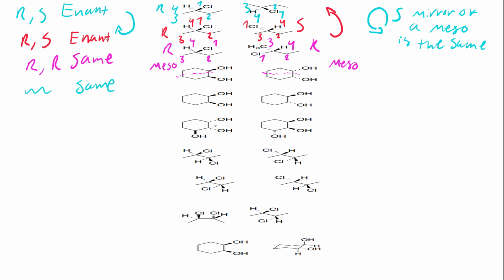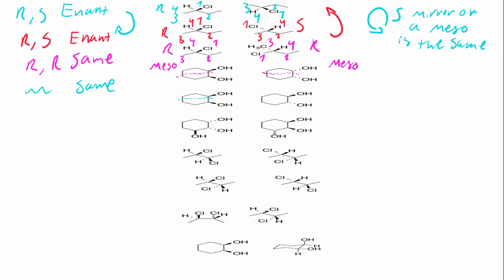Okay. What about this guy right here? Okay. Well, for sure, there's going to be a plane of symmetry right there because we have a wedge and a wedge. On the other side, do we have a plane of symmetry? Well, no, we don't. We don't have a plane of symmetry because that's a wedge and that's a dash, right? Or hash. And so what does that give us?